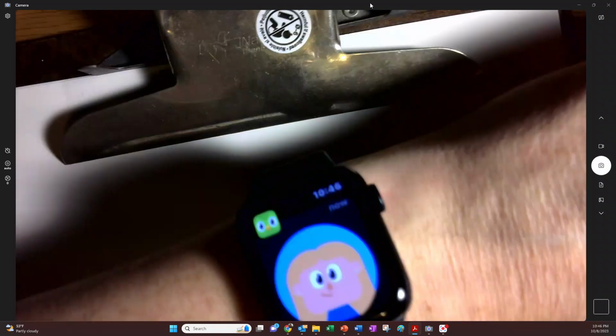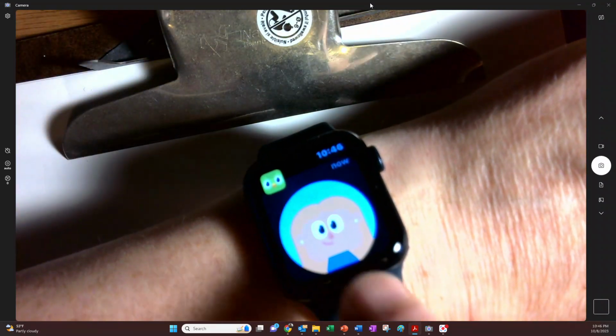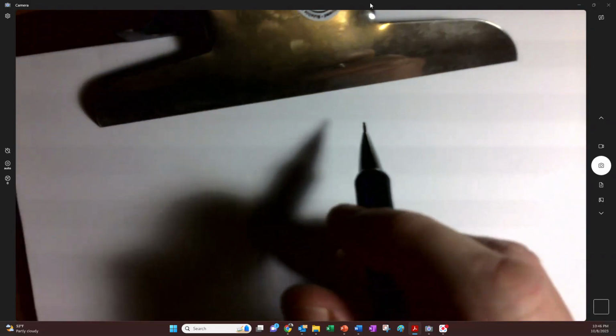Kind of funny. For whatever reason, I think my wife is playing Duolingo, and my watch is telling me that. Don't you think that's interesting?